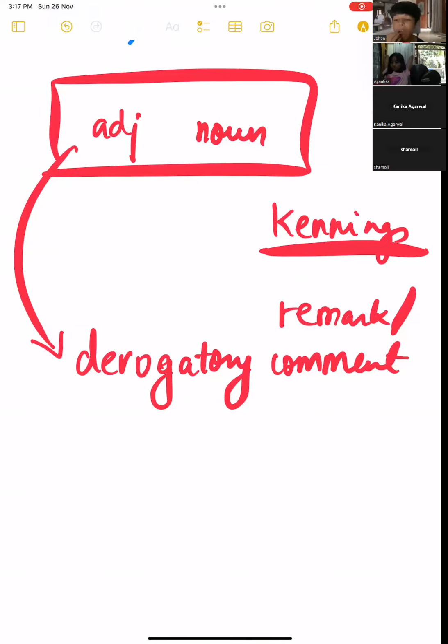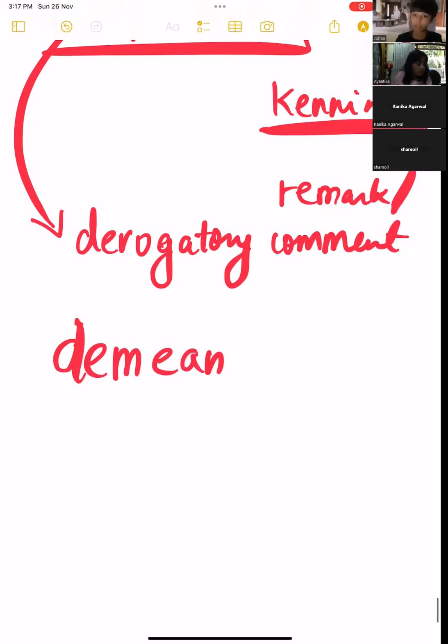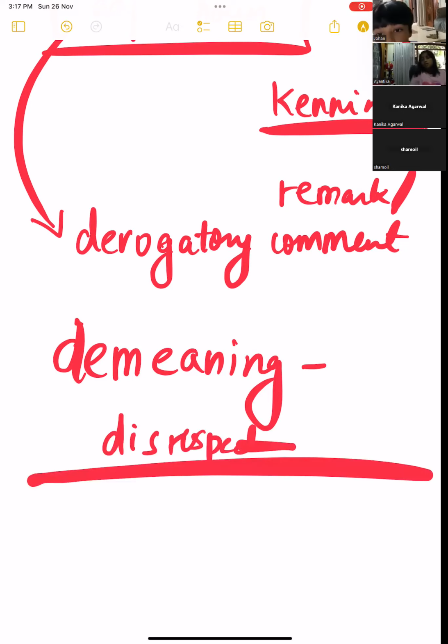You know what demeaning means? It's again like not respecting. Demeaning. Disrespect. Okay? समझ में आया इतना? Shall we move on to the next topic, children?